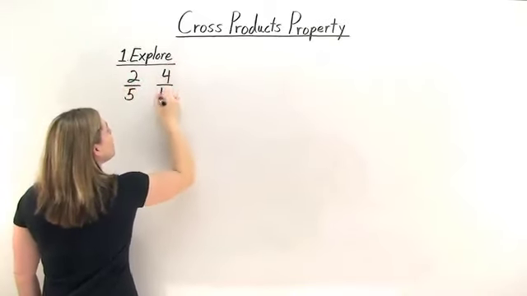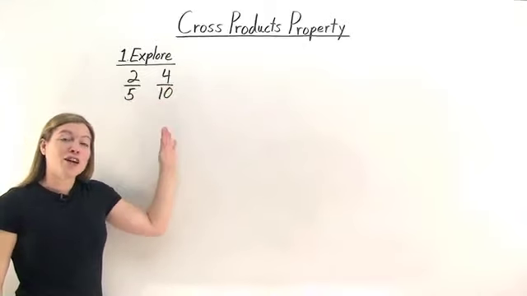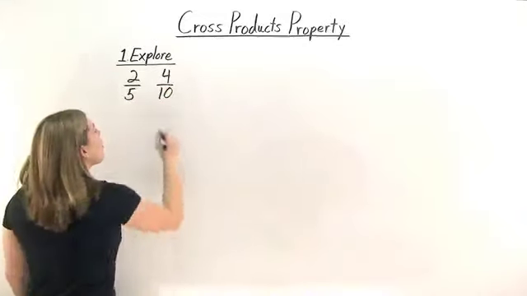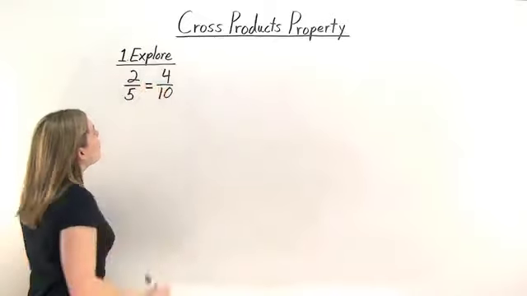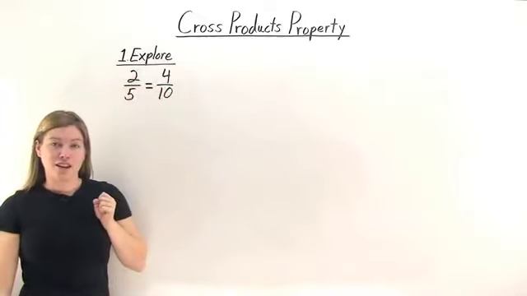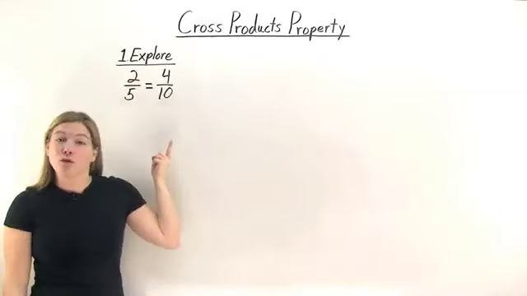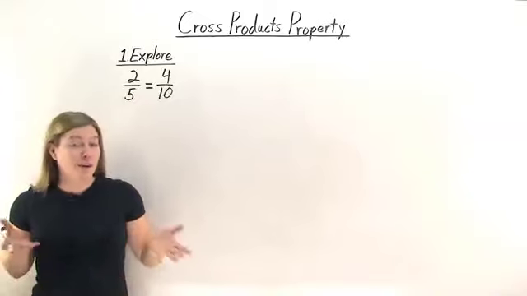So let's say we have these equivalent fractions, 2/5 and 4/10. These fractions have the same value. They're equal to one another. So here, this is a true statement. This is a proportion. Now, what if we play around with this a little bit? What if we don't want to have these fractions in our equation? Well, let's get rid of them.